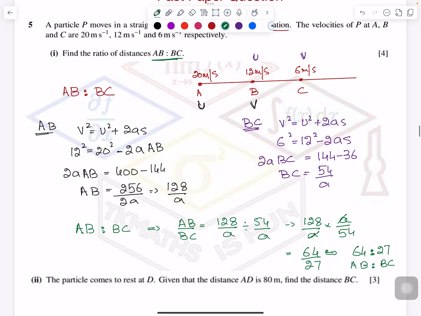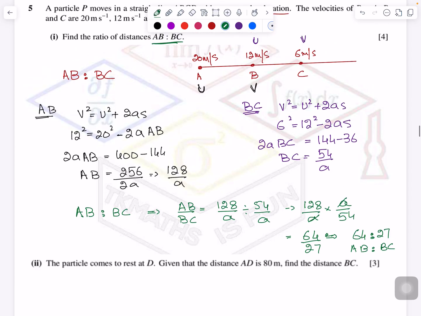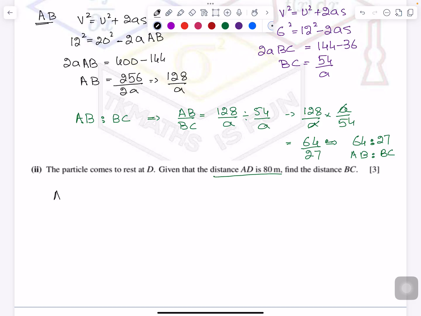Okay, now the next part of the question is the particle comes to rest at D. So it means in the same straight line at point D the speed is 0 meters per second and the distance AD is 80. So it means from here till here the distance is 80 meters. And we have to find out the distance BC. So now what comes to your mind? Absolutely, I will use the same formula for AD. So if I use it for AD, v squared equals u squared plus 2as. Final velocity is 0 at D. Initial velocity is at A, which is 20 squared. And the total distance we know is 80, given to us. So we can calculate the acceleration from here, right?